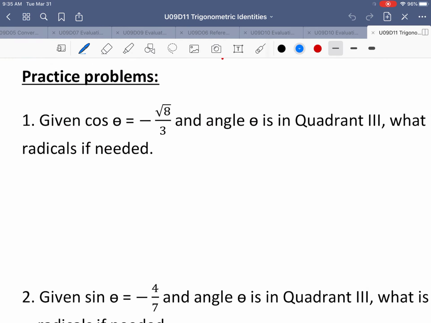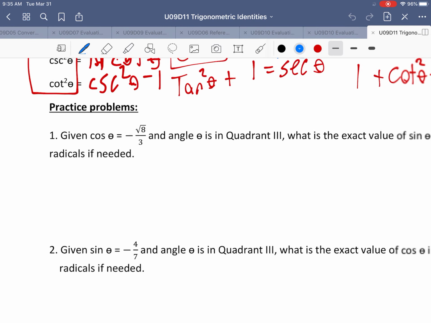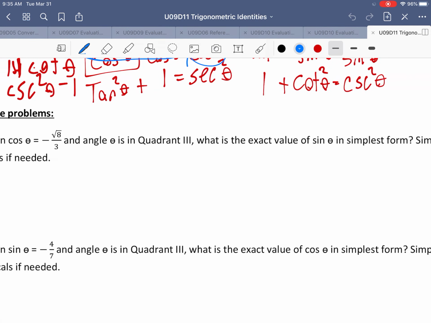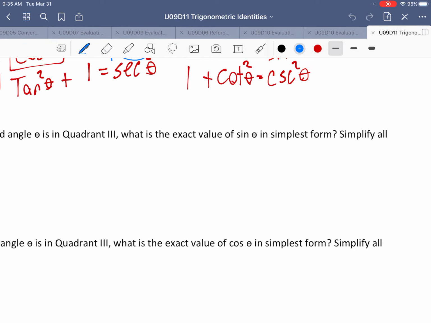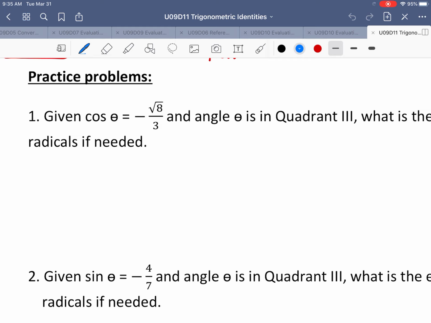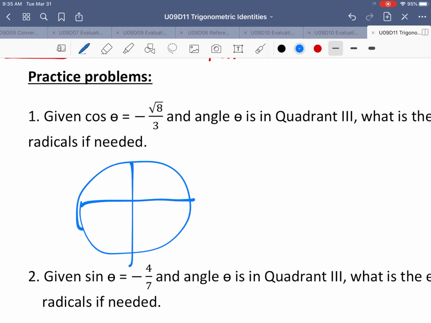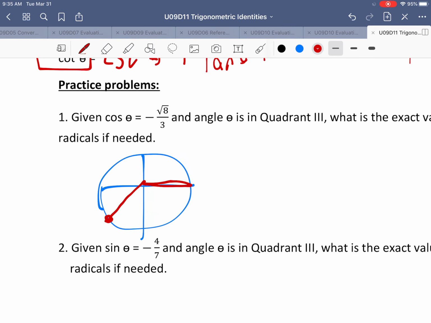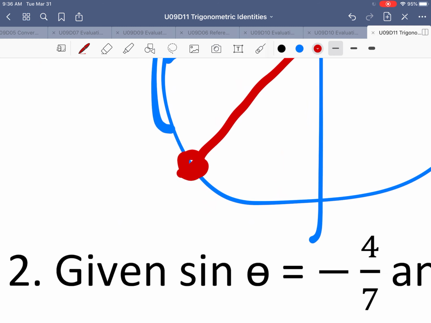So we are given that cosine of an angle is negative radical 8 over 3, and the angle theta is in quadrant 3. What is the exact value of sine of theta in simplest form? Simplify all radicals if needed. So we are going to draw our circle. We know we are in quadrant 3, so our angle is going to start in standard position and end somewhere over here. We know that cosine is negative radical 8 over 3, so that is our x value.